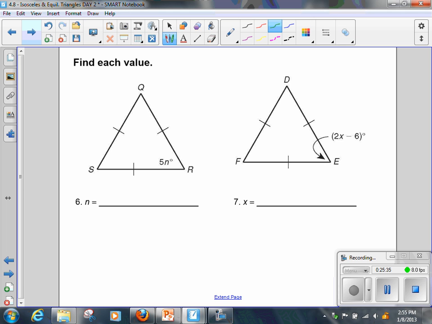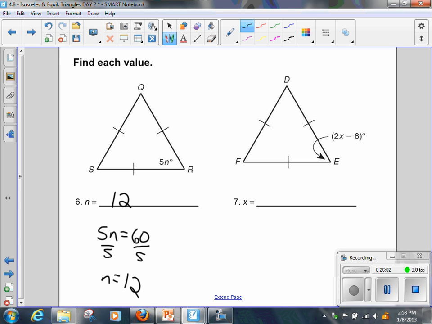Let's look at the next one. Do this one yourself. Do these two. You got 2 minutes. 5n equals 60. Divide both sides by 5. N is equal to 12. How many of you had 12? Is that all we were supposed to find? Yes, for that one, that's all we were supposed to do.